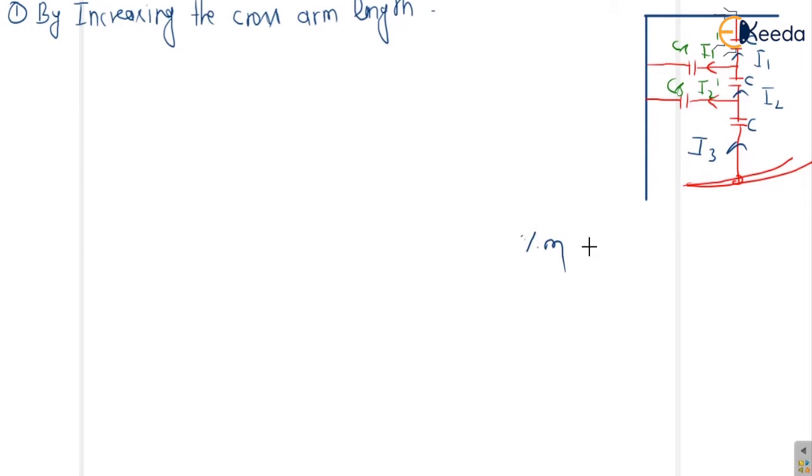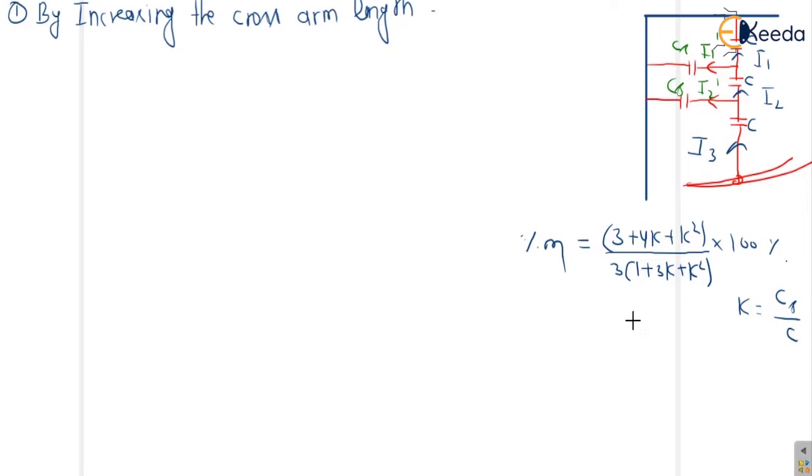Percentage of string efficiency will be equal to (3 + 4k + k²) divided by 3(1 + 3k + k²), into 100%. So now guys, what is k? k is nothing but Cs by C.